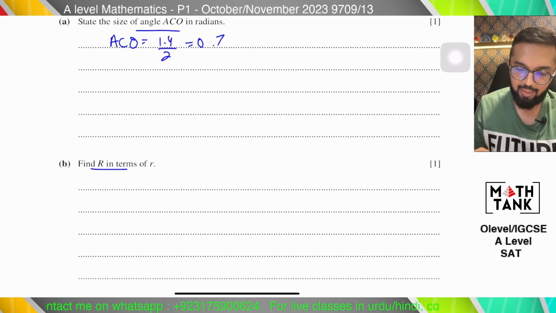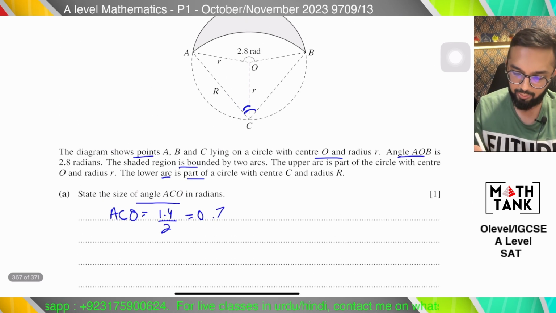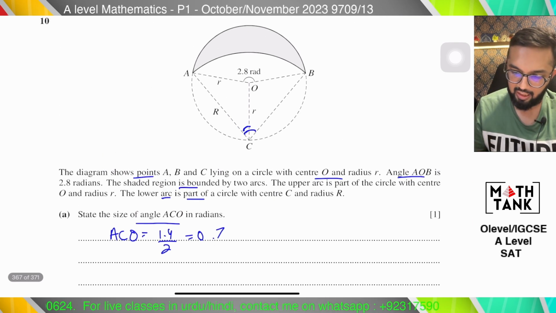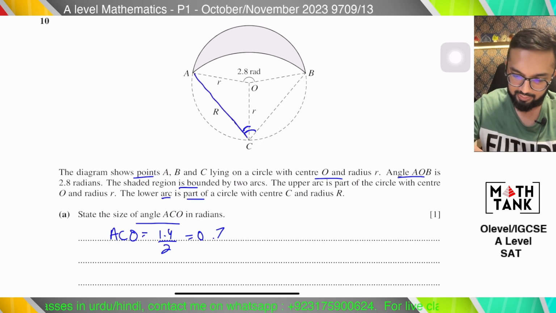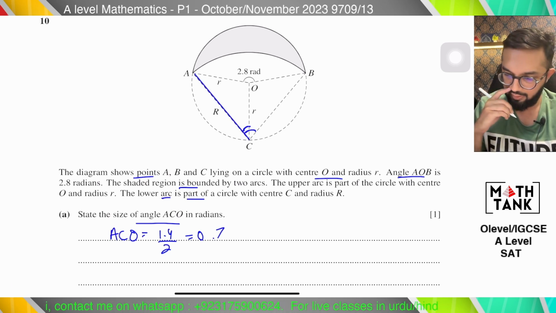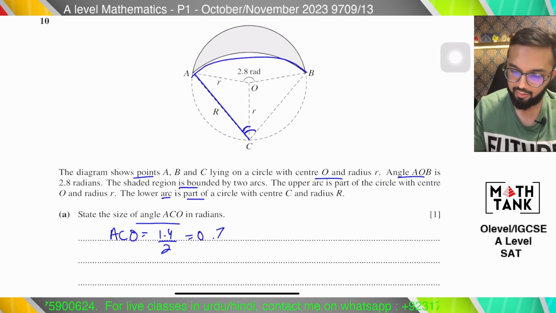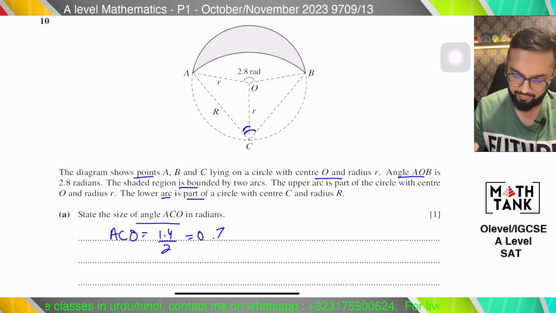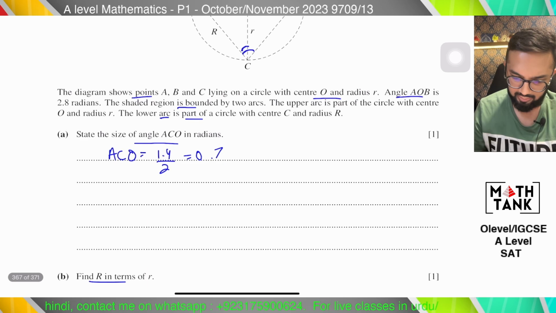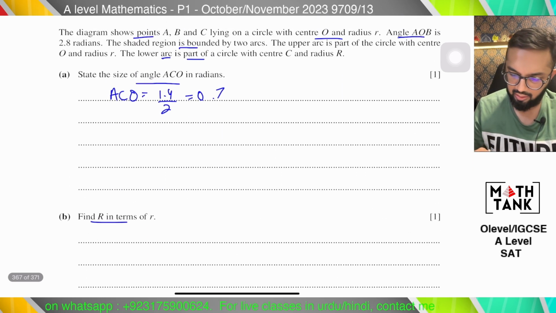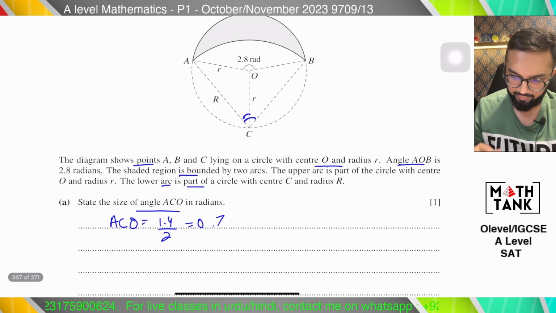Let's just find capital R in terms of r. The lower arc is part of a circle with center C and radius R. So this is the capital R that I have. Okay, that's the radius of this sector. I want to find capital R in terms of small r.